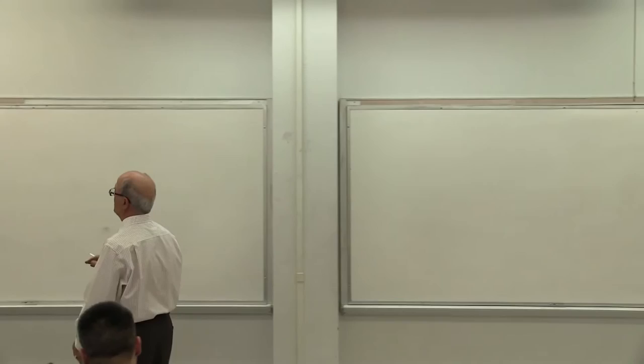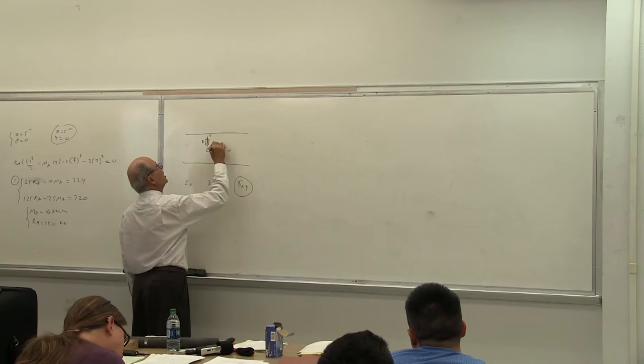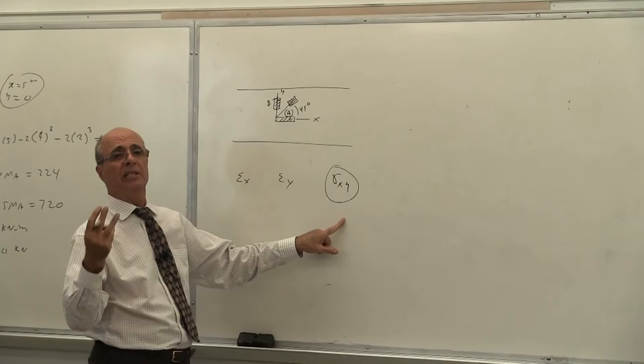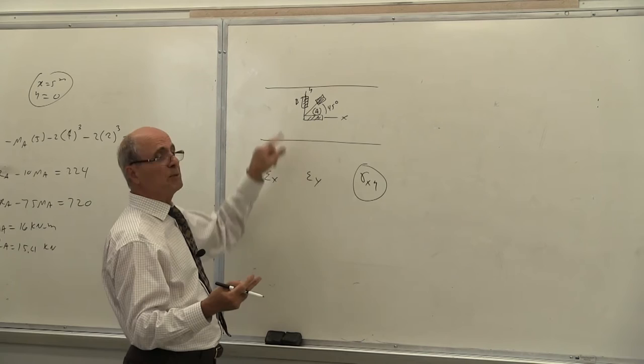We put another gauge here, let's say at 45 degrees. First of all, we need three gauges. In order to come up with epsilon x, epsilon y, and gamma xy, obviously we need three gauges, not one. Is that correct or not? One gives me epsilon x, one gives me epsilon y, and hopefully this one gives me gamma. Let's see how it works.